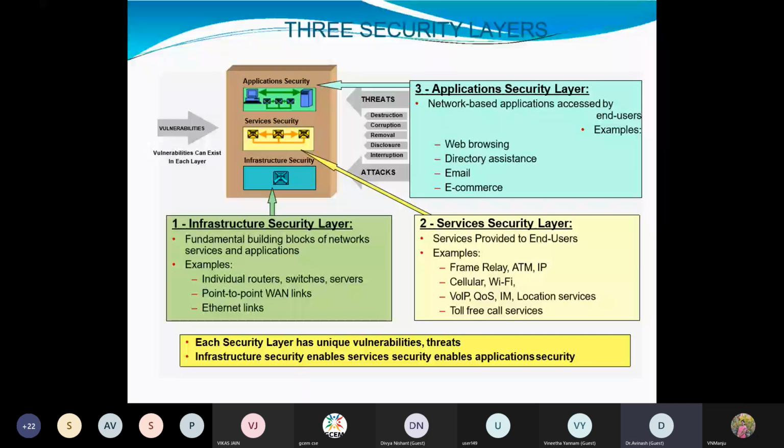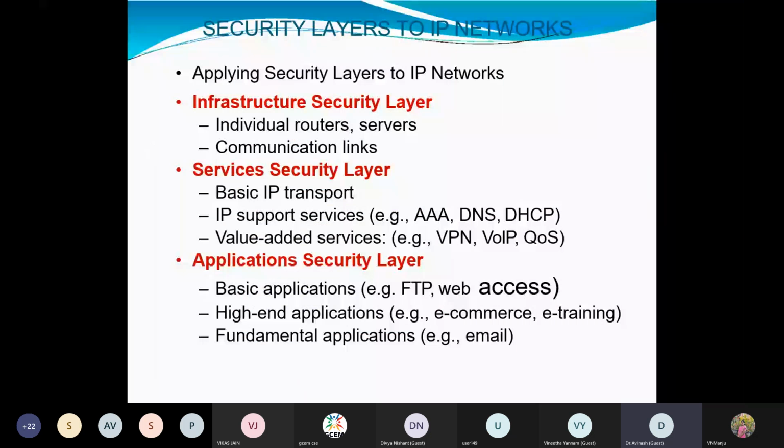So we can say that the attacks, the threats, and the vulnerabilities are happening at the three layers, that is the infrastructure security, service security, and the application security. Considering all these things, we have to see the security layers for the IP networks. The first one is the infrastructure security layer. This controls the individual routers, servers, and the communication links. All these things are controlled at the infrastructure security layer.